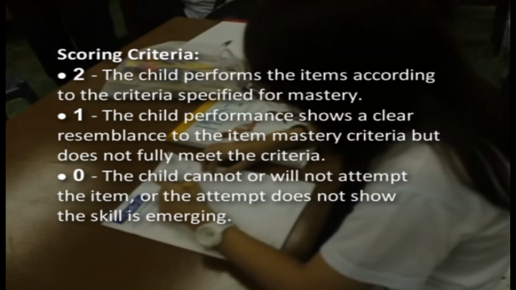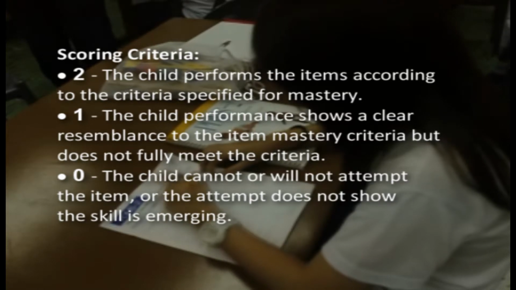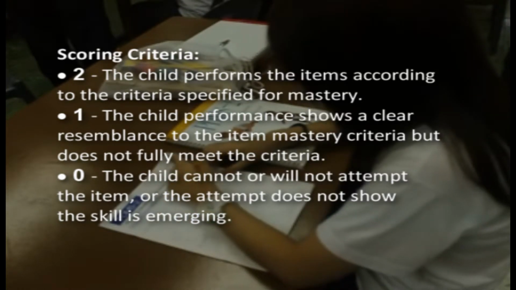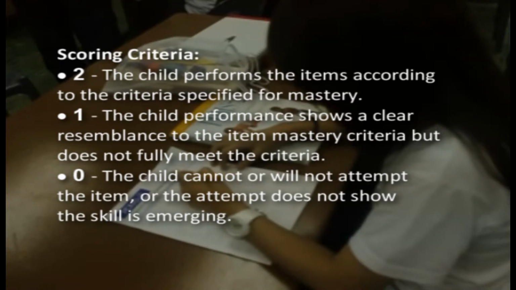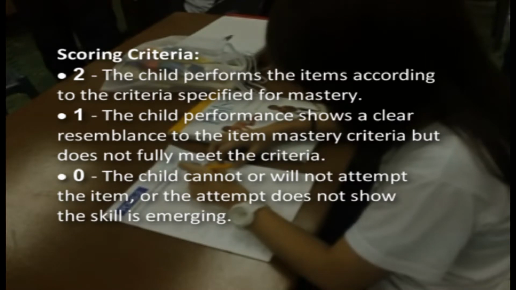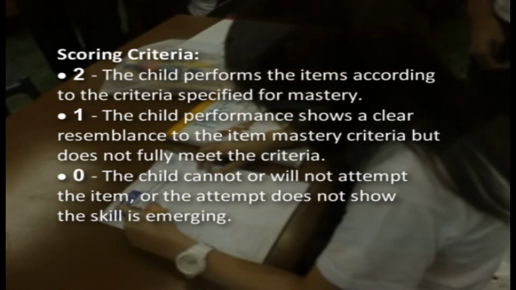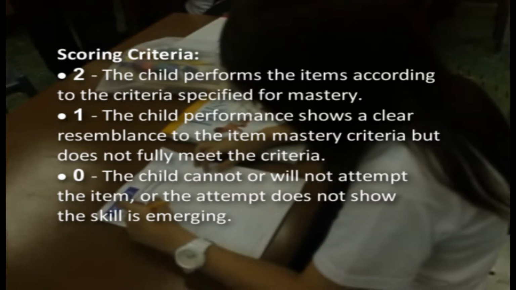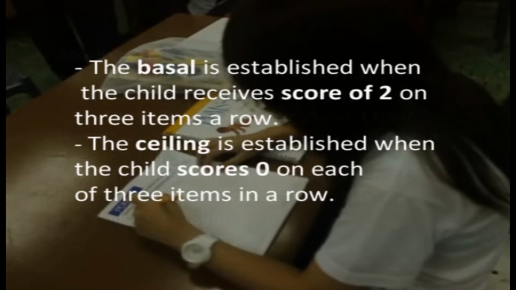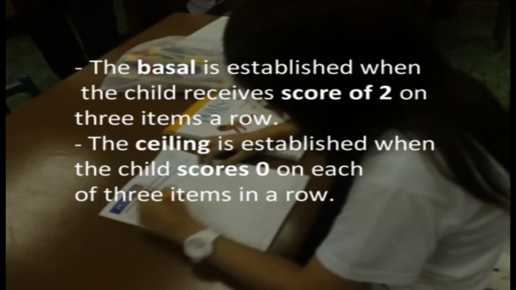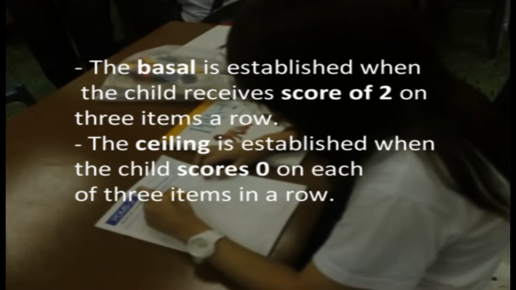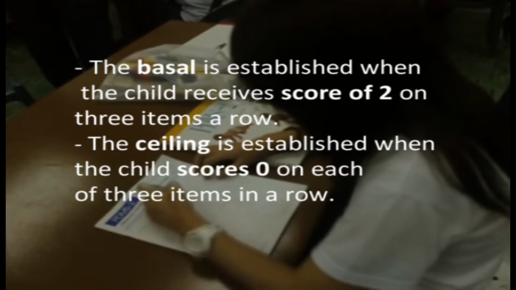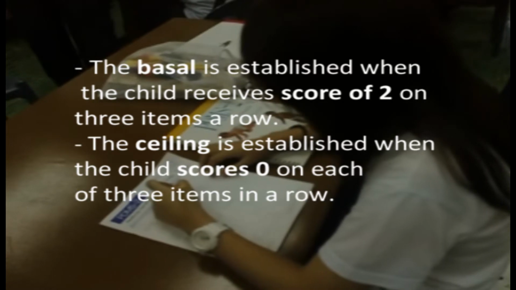2. The child performs the item according to the criteria specified for mastery. 1. The child's performance shows a clear resemblance to the item mastery criteria but does not fully meet the criteria. 0. The child cannot or will not attempt the item, or the attempt does not show that the skill is emerging. If a child scores 2, 3 consecutive times, then we determine this as the basal level. And this keeps on going until the child scores 3 consecutive zeros, which is known as the ceiling.